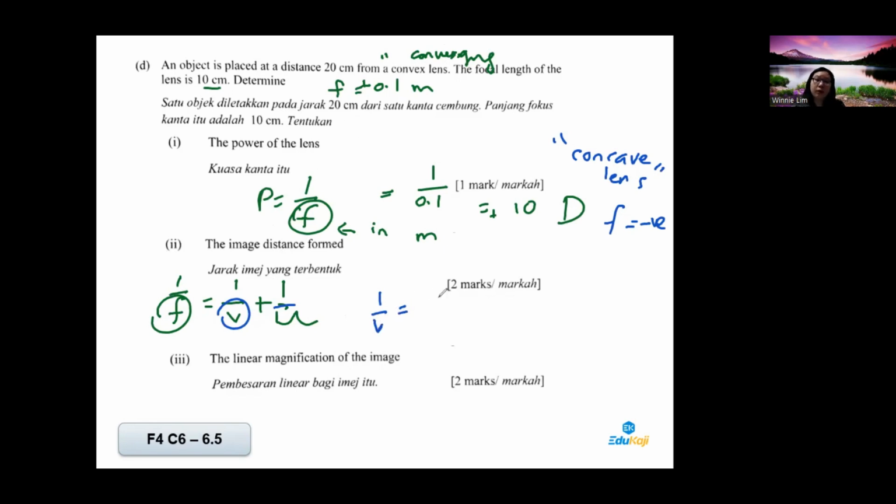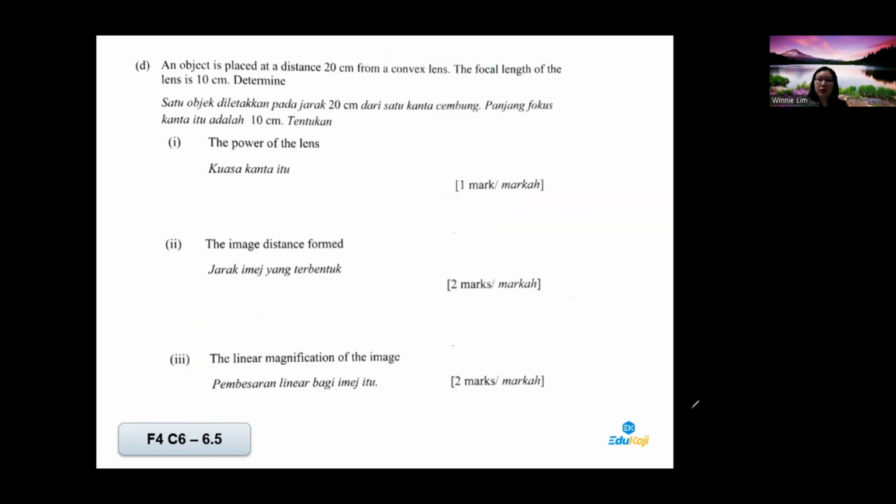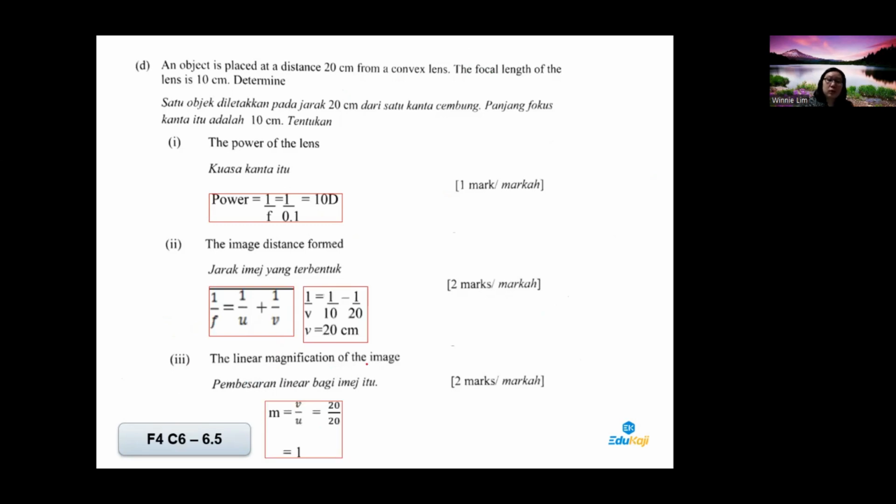So 1 over V equals 1 over F minus 1 over U. Then you just substitute 1 over 10 minus 1 over 20, then you inverse it at the end. V is how much? Lastly, the magnification formula. What is the formula for linear magnification? You can have M equals V over U, image distance over object distance, or height of image over height of object, but in this context we will use V and U, because we already have the image distance from part 2. Okay, I will show you all the answers straight away. So basically they are the same size, magnification 1.